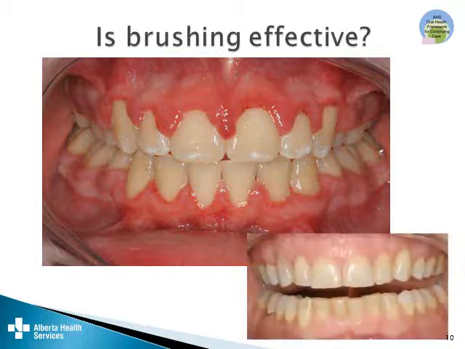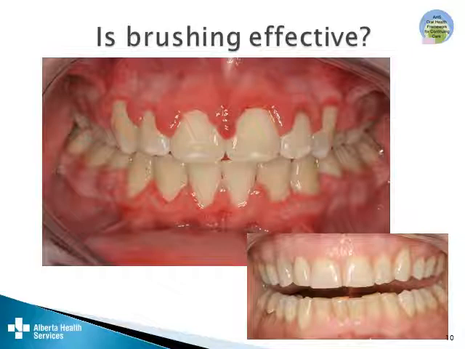Gingivitis is reversible, though. It may resolve in 1 to 2 weeks with thorough brushing along the gum line. However, if it is not resolved, then a professional cleaning by a dental hygienist is required. Is your brushing technique effective?